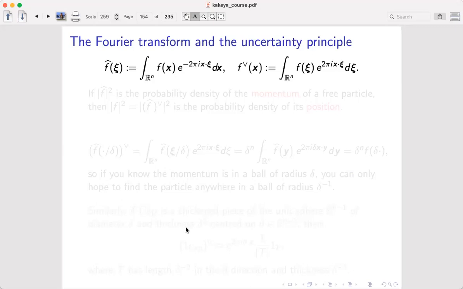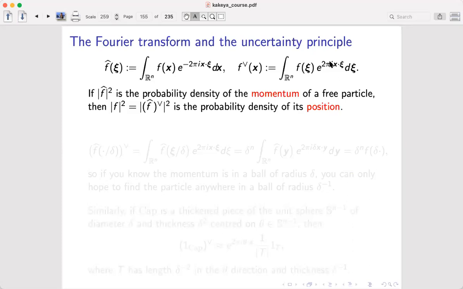So I remind you of the definition of the Fourier transform and its inverse. I'm going to talk about the uncertainty principle mainly just so that I can show you where the tubes come from, right? So if this is the probability density of the momentum of a free particle, then F squared is the probability density of its position. And so as we know, the uncertainty principle says you can't know the momentum and the position simultaneously.